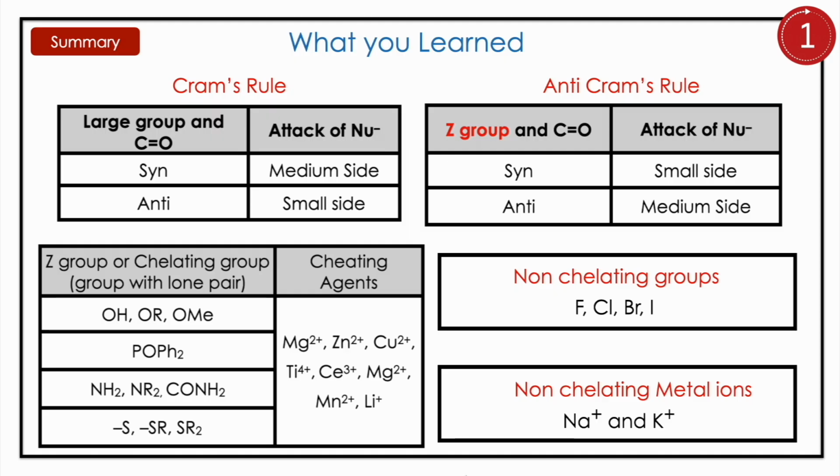In Cram's rule, large group and CO syn means medium side attack. In Anti-Cram's rule, small side attack. Large group and CO anti means, in Cram's rule, small side attack. In Anti-Cram's rule, medium side attack. So you should master both Cram's rule as well as Anti-Cram's rule.